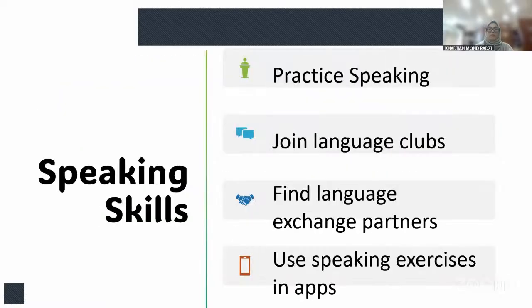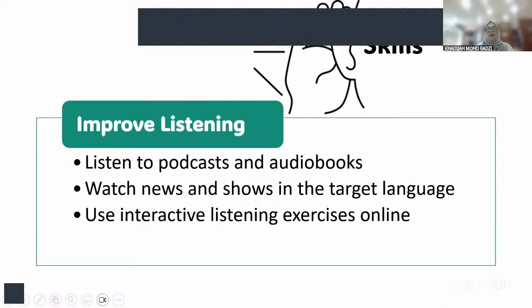Besides that, you can practice speaking, you can join language clubs, you can find language exchange partners, you can use speaking exercises in apps. So this is to improve your speaking skills. So how can you improve your listening? Listen to podcasts and audio. I think you know this. What you need to do now is to take action, to use the language, to engage with the language. That is the most important thing. Forget your native language at this moment.